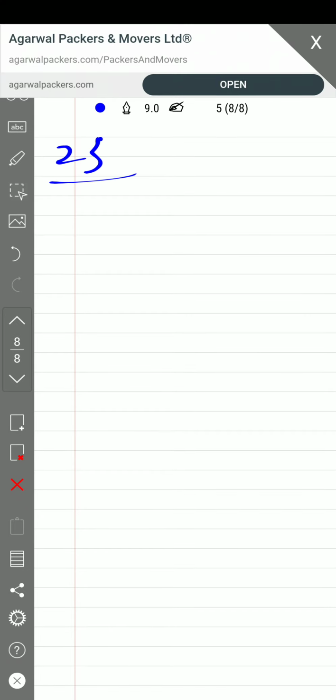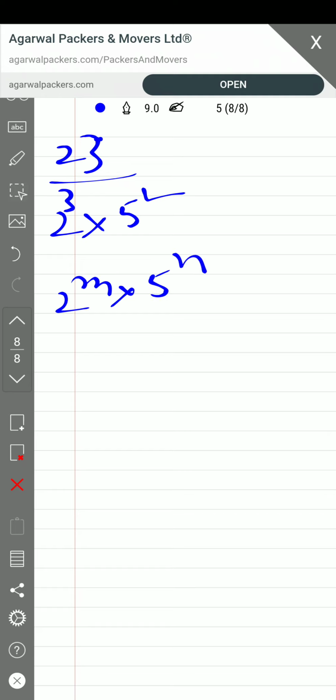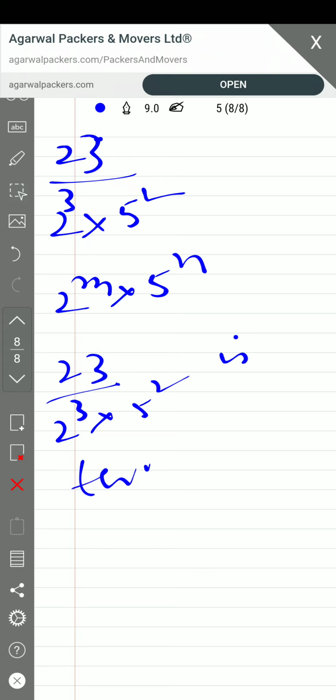So the sixth problem is 23 by 2 power 3 into 5 power 2. The denominator is in which form? 2 power m into 5 power n. Hence this expression is terminating. Therefore 23 by 2 power 3 into 5 power 2 is terminating.